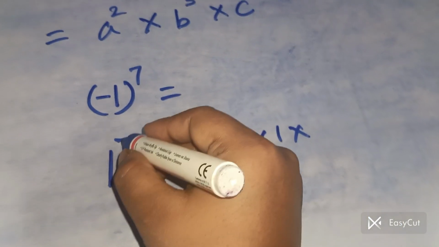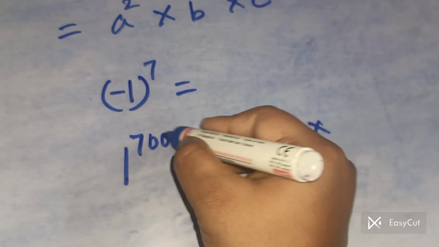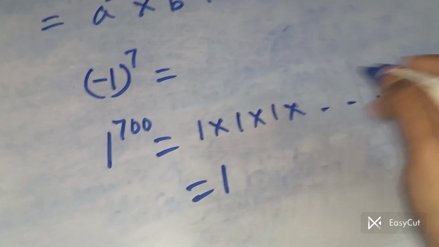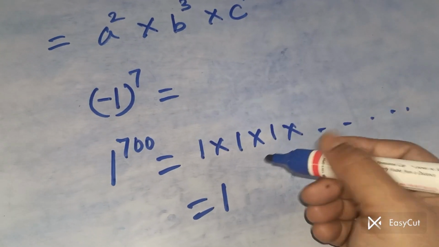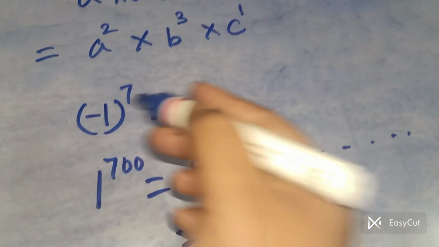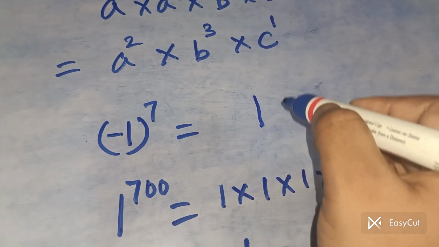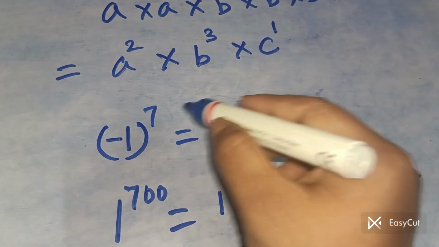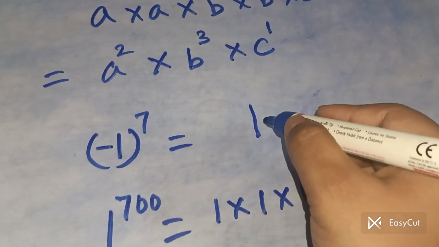Because if it is 7 or 700 or anything in the power, 1 to the power 700 or whatever, no matter how many times you multiply 1, it will be 1 only. 1 into 1 into 1, it will be 1 only. Here also 1 to the power 7 or anything, the answer will be 1, because 1 multiplied 7 times or 70 times or 700 times will be 1 only.